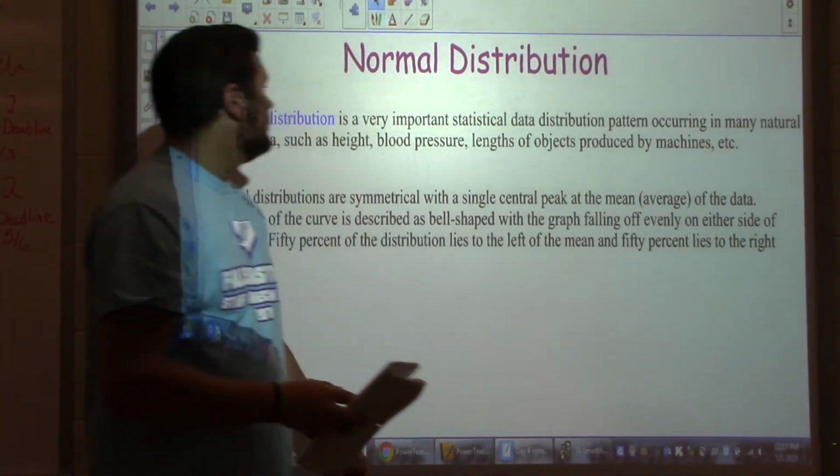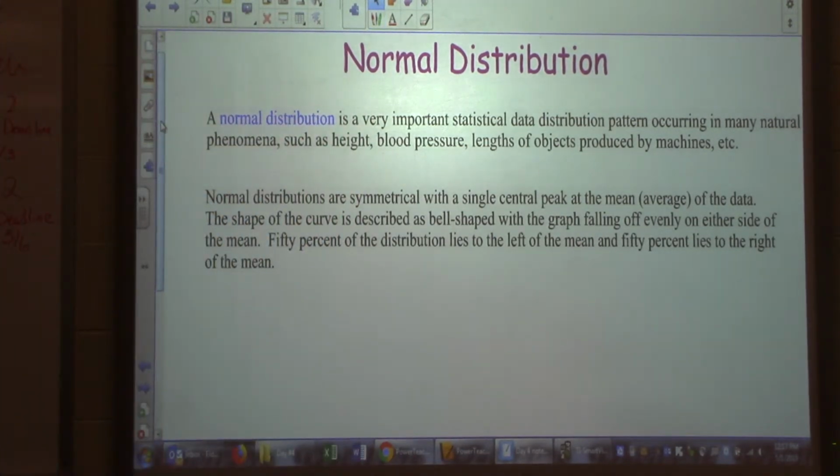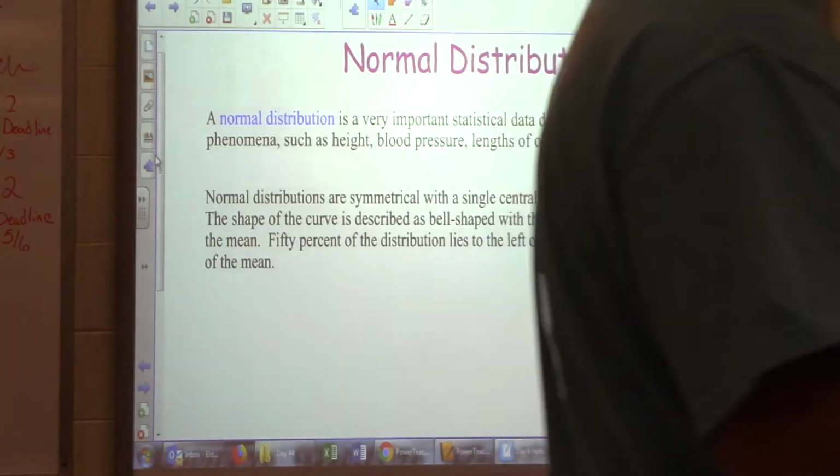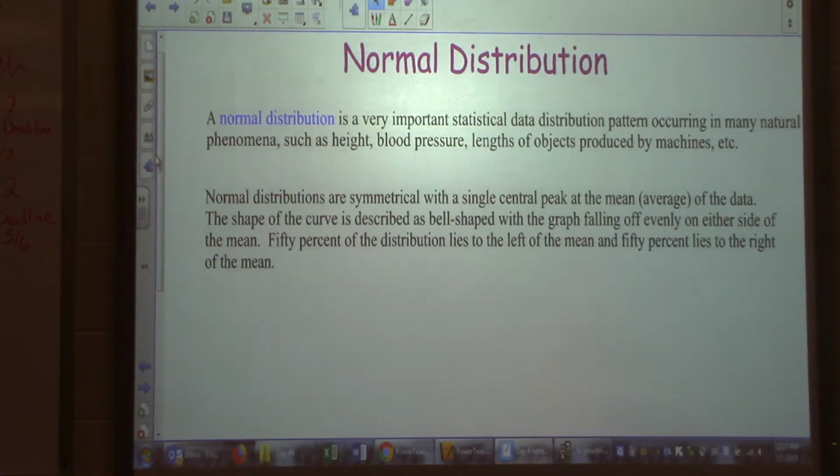Alright. Normal distribution. So, normal distribution is very important statistical data. A lot of people call it a bell curve, right? It's a distribution pattern occurring in many natural phenomena, such as height, blood pressure, lengths of objects produced by machines, and etc. There's tons of different things that follow a normal distribution. Some classes in college, I don't think any classes here, follow a normal distribution curve or a bell curve when they grade things.